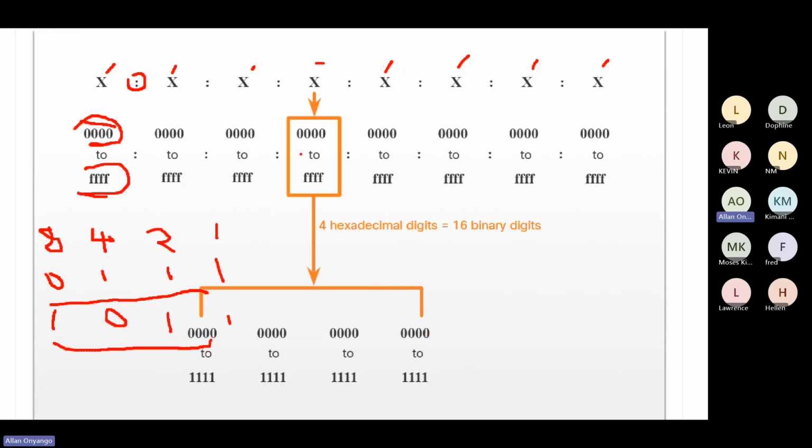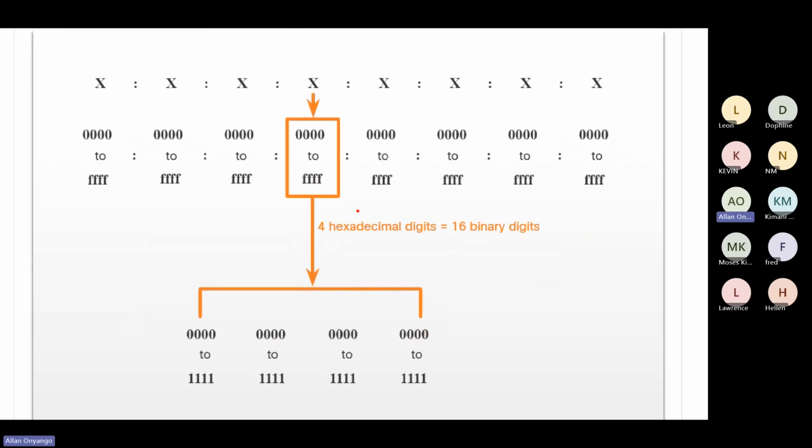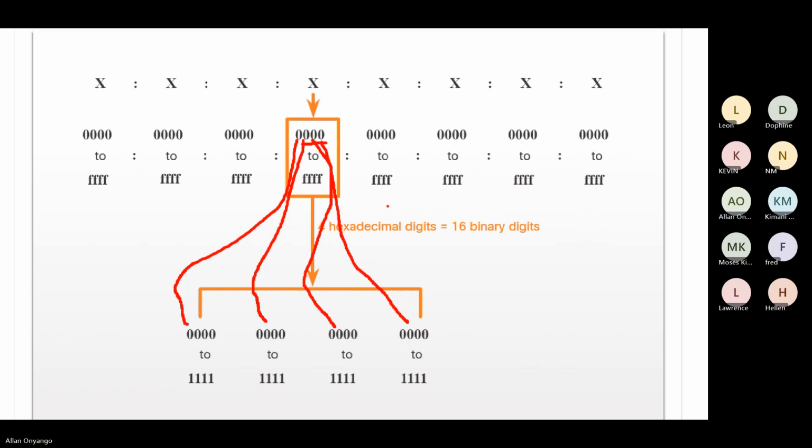So let's start with 0. We have just seen that 0 will give us 4 zeros. Let me remove all this other writing here. So if we have 4 zeros, the first 0 will give us how many zeros? 4 zeros, isn't it? The second 0 will give us 4 zeros. The third one here will also give us 4 zeros. And the fourth one will also give us 4 zeros. How many zeros are those in total? 16 zeros, which means in one hextet or one part, we can get a total of 16.